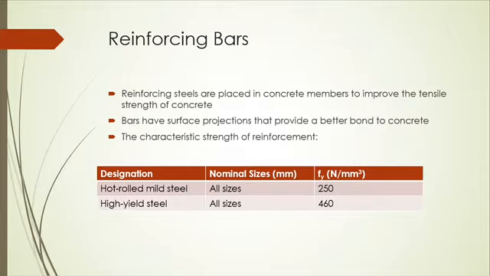So the characteristic strength of reinforcing, the first one is hot rolled mild steel, all sizes. The basic strength is 250 Newton per millimeter square, and for high yield steel it is 460. Before this, people would put T at the front or R at the front to differentiate between hot rolled mild steel and high yield steel.